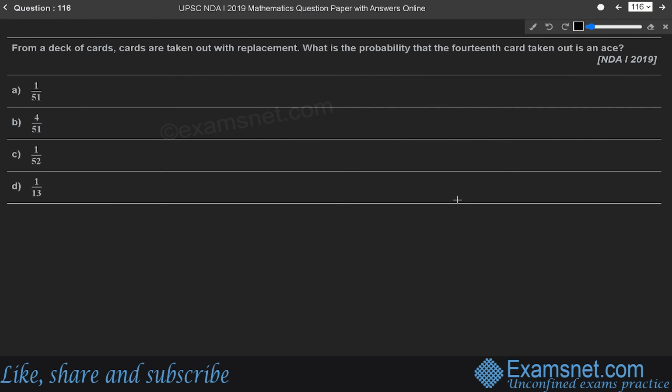The required probability will be 1 to the power 13 into 4 by 52, because the total number of cards is 52 and we have to find that the 14th card taken out will be an S. So it will be equal to 1 upon 13. So the required probability is option number D, 1 upon 13. See, this type of question is not expected; this is a very simple question.